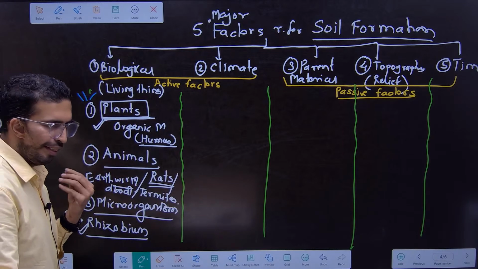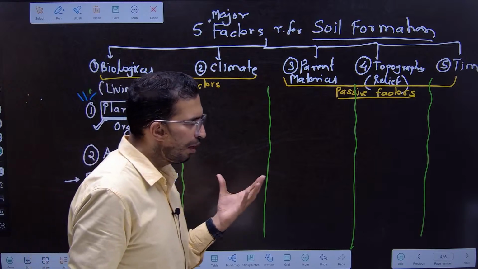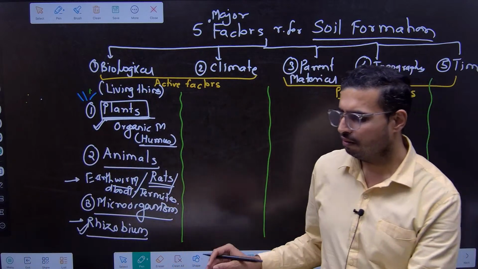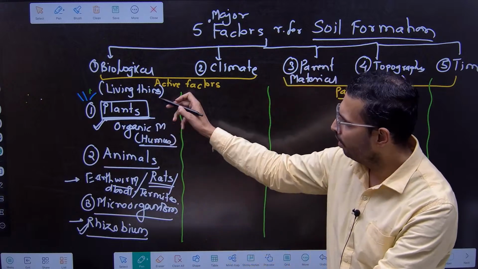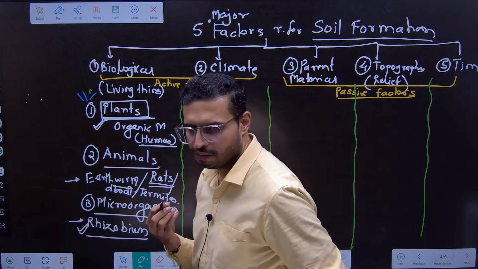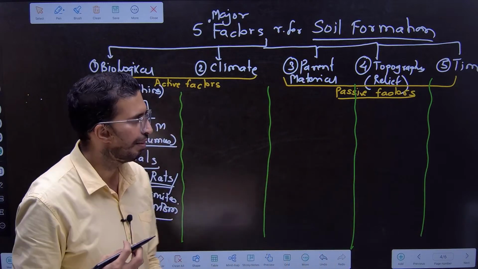See, in the biological factors there might be many points, but the commission asked the question to write on this parameter, so we should have enough points to write down the answer.